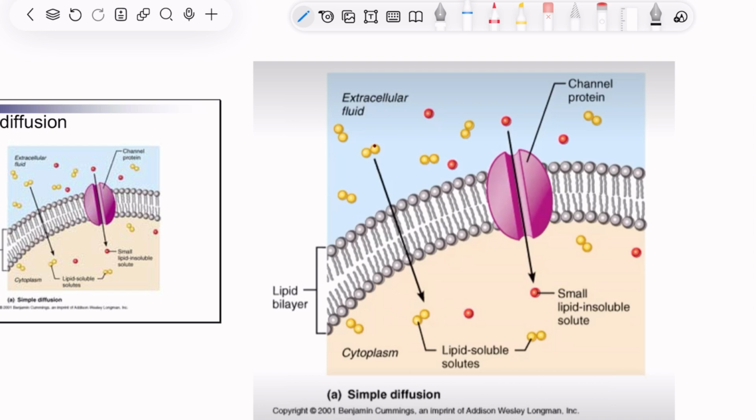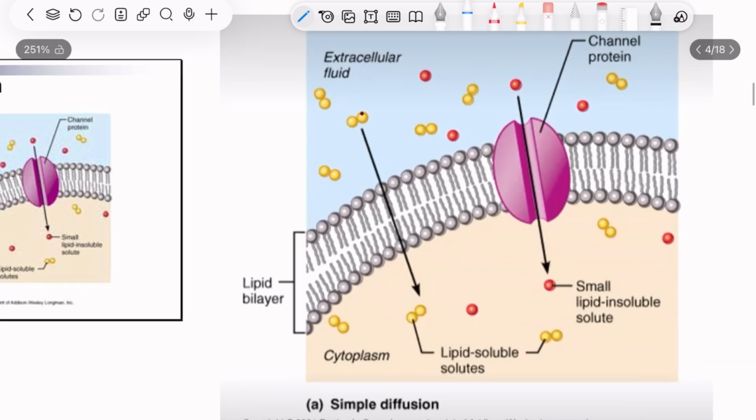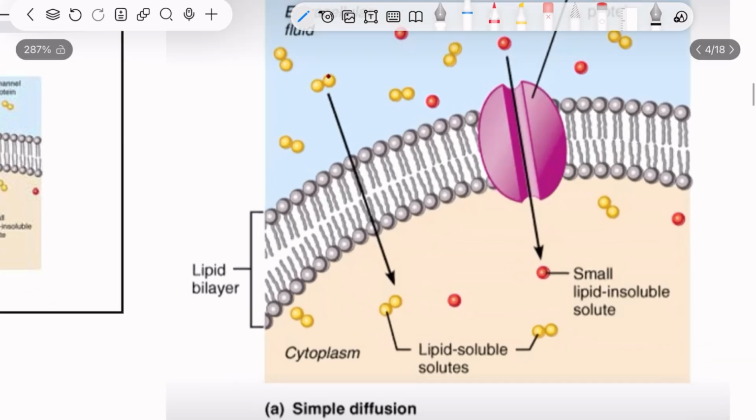The lipid soluble solutes, sorry, these yellow dots right here, are molecules that can dissolve in lipid fats, like small nonpolar molecules. These molecules can pass directly through the lipid bilayer without needing any help, as shown by the yellow molecules passing through the bilayer. So like this, it's just going through without needing any assistance.